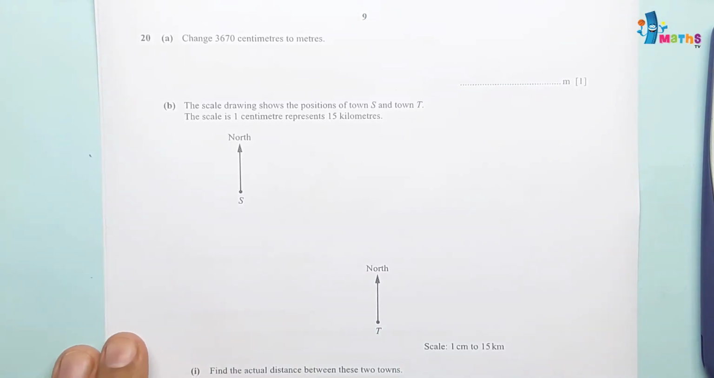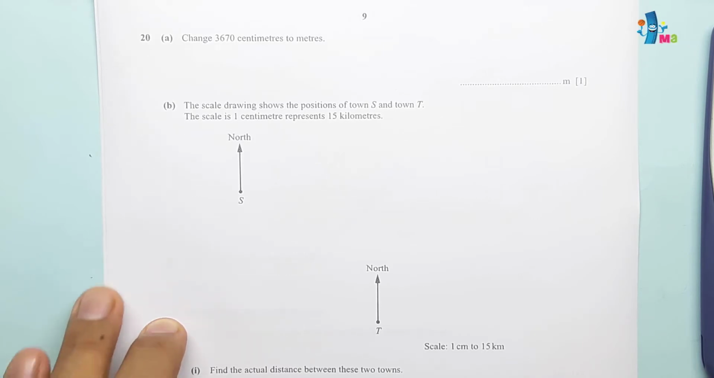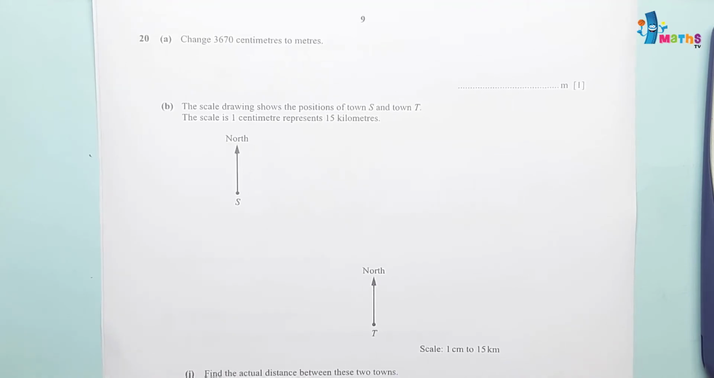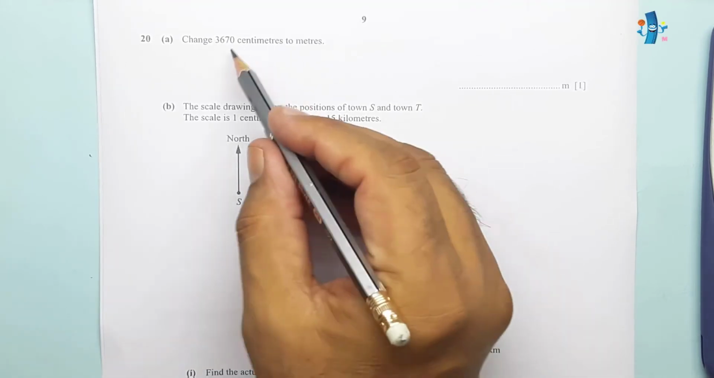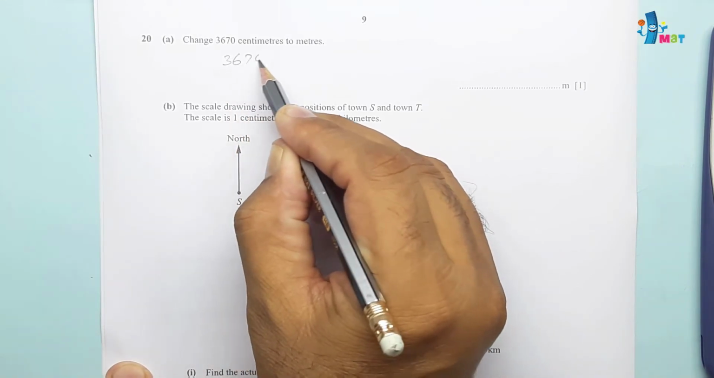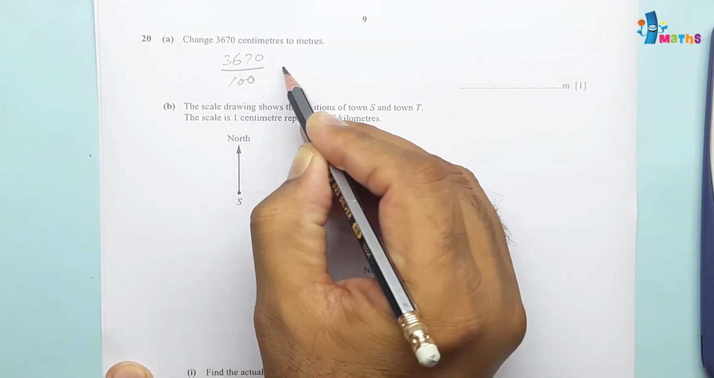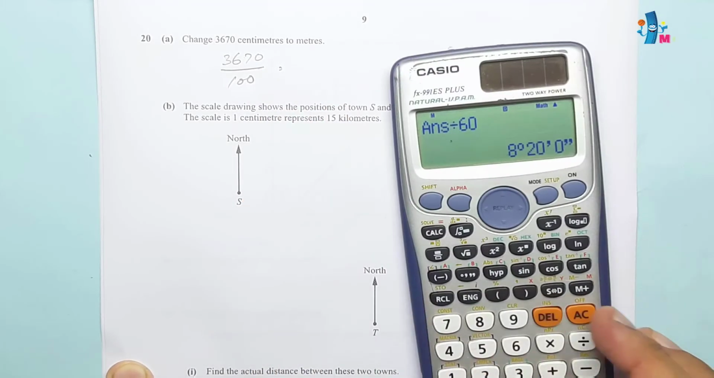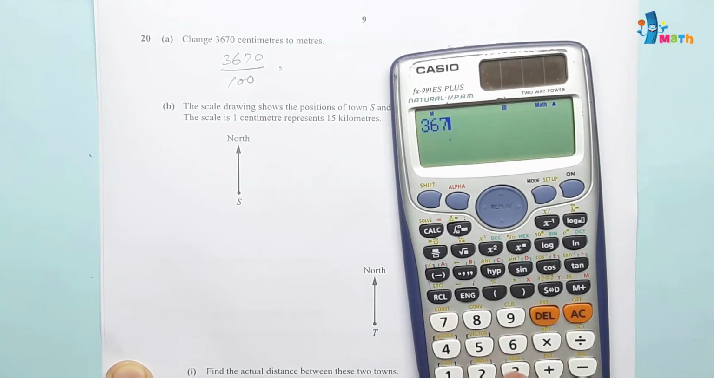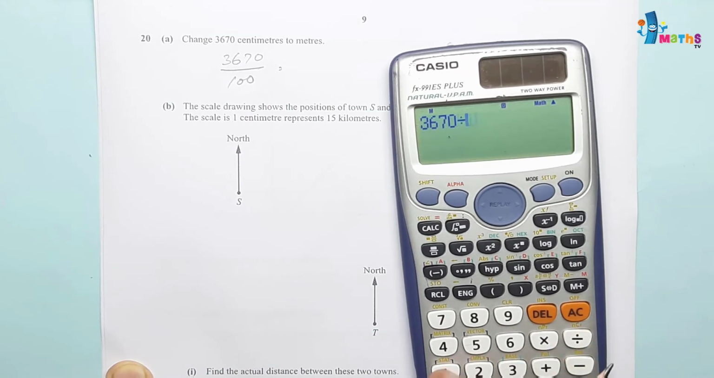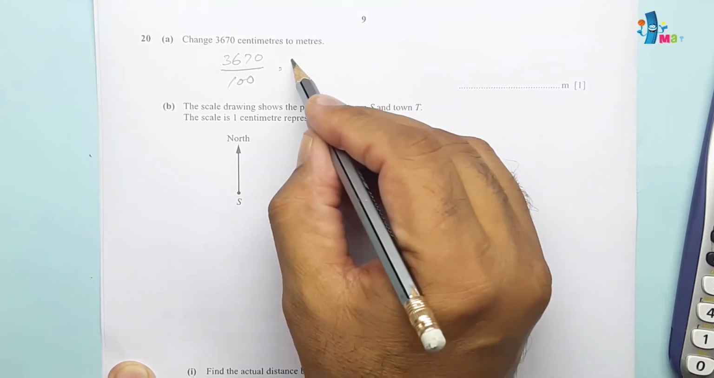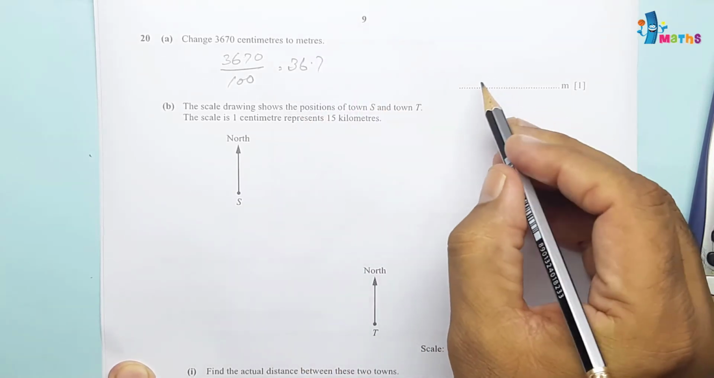So question number 20. Change 3670 centimeters to meters. Centimeters to meters, we know 1 meter is equal to 100 centimeters. So we'll have to divide 3670 by 100. This will be equal to, decimal here, or you can use calculator. For example, 3670 divided by 100 will be equal to 36.7. So 36.7 will be our answer.